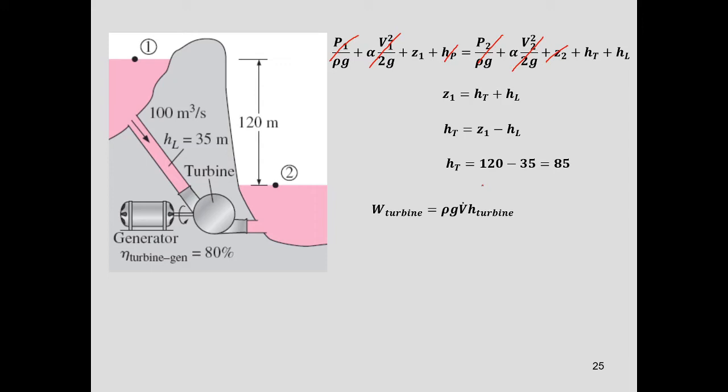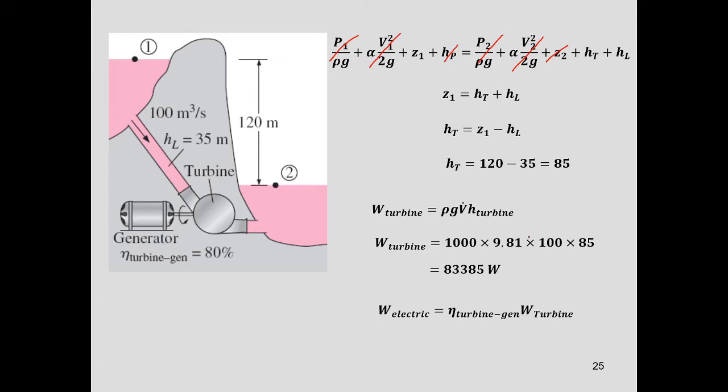So for the turbine, the work of the turbine is equal to rho g V dot H turbine. Rho is 1000, g is 9.81, V dot is 100 meter cube per second given here. And HT you have to calculate, HT is 85. So you got the work of the turbine is 83,385 watt.